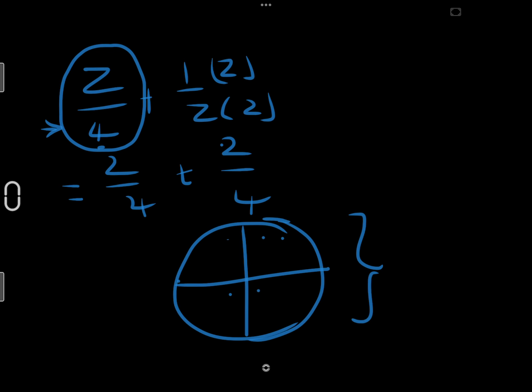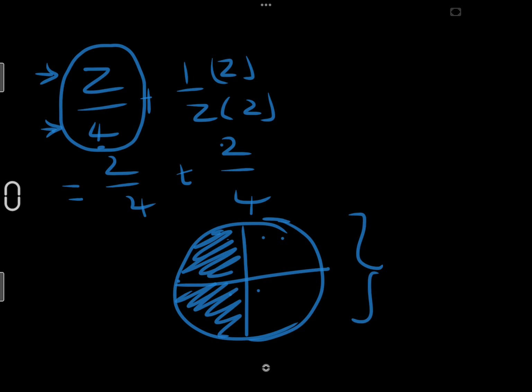And then this numerator tells us how many equal parts are used, or rather shaded in this pie. In this case, I need to shade from these 4 equal parts. I'll only shade 2. Yes, I have 1, 2.